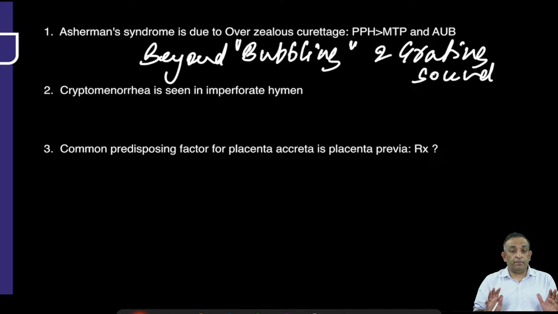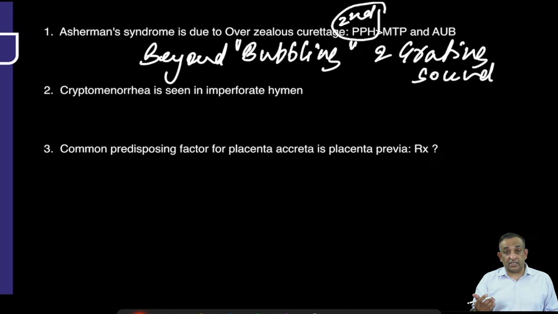The question which came up is, which is more likely to cause Asherman syndrome? Secondary PPH. When you do curettage for secondary PPH, that curettage is more likely to cause Asherman syndrome than the curettage done for an MTP or for AUB. So for secondary PPH, if you do the curettage, that is more likely to cause Asherman syndrome than the curettage for MTP and abnormal uterine bleeding.